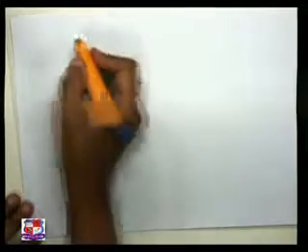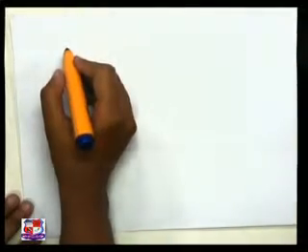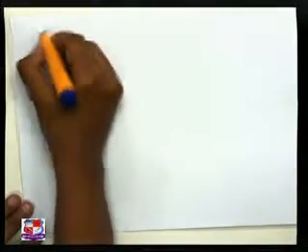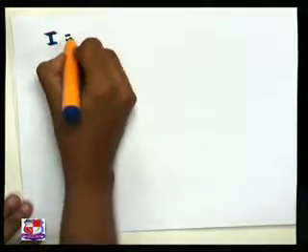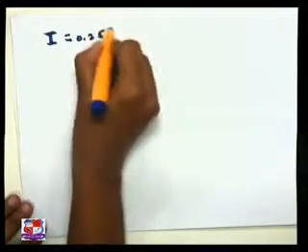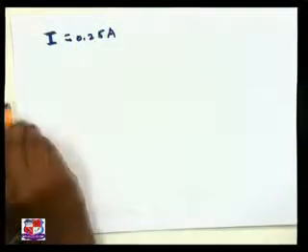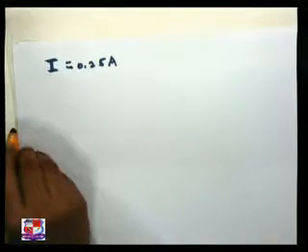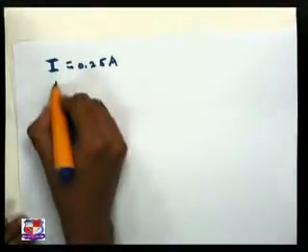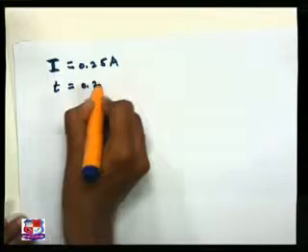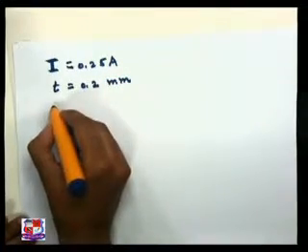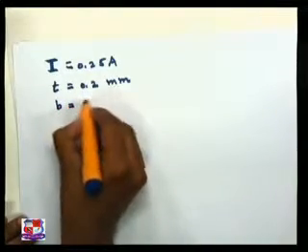Now a bit difficult example involving two things to be found out. In a Hall coefficient experiment, a current of 0.25 ampere is sent through a metal strip. It has the thickness of 0.2 millimeter and width B of 5 millimeter.